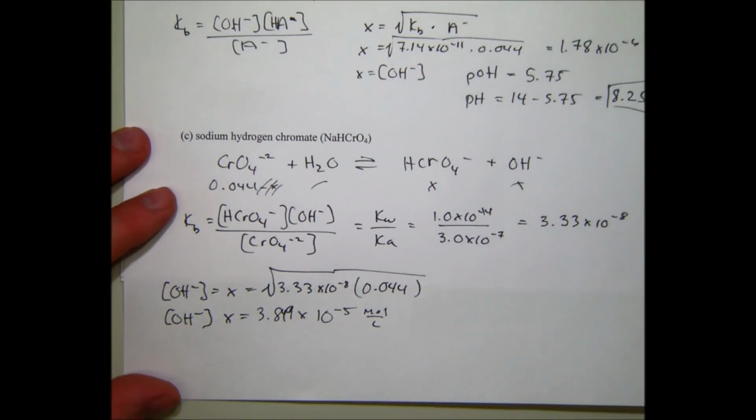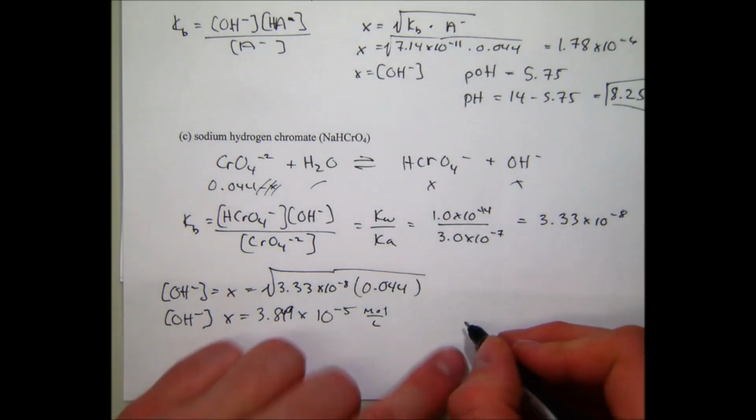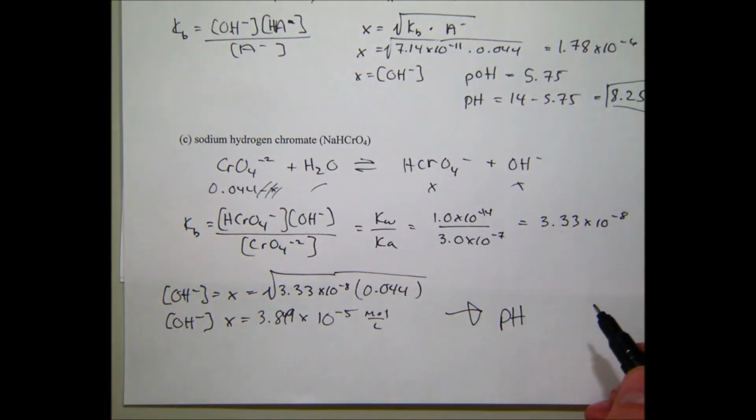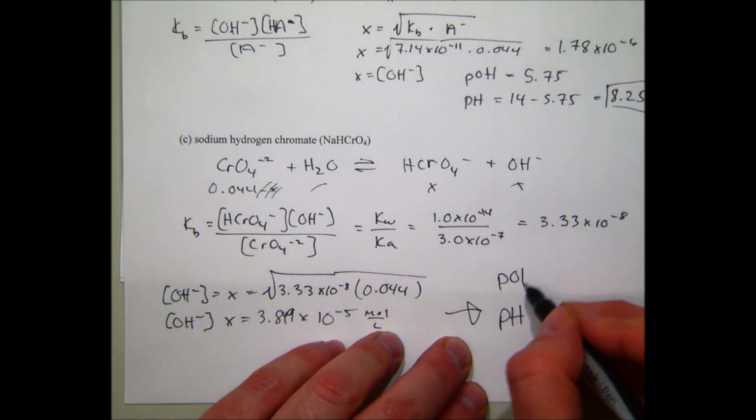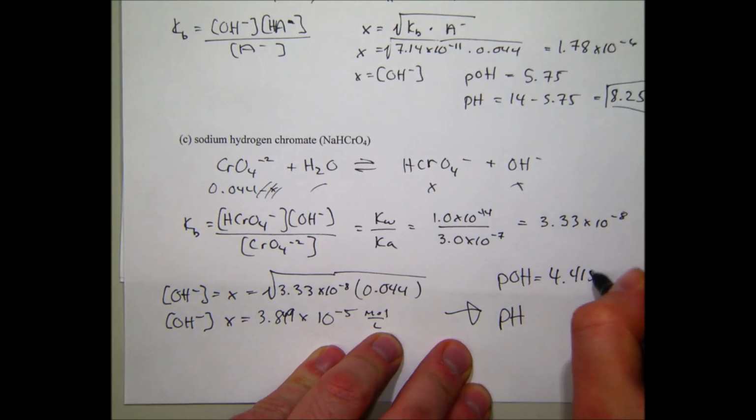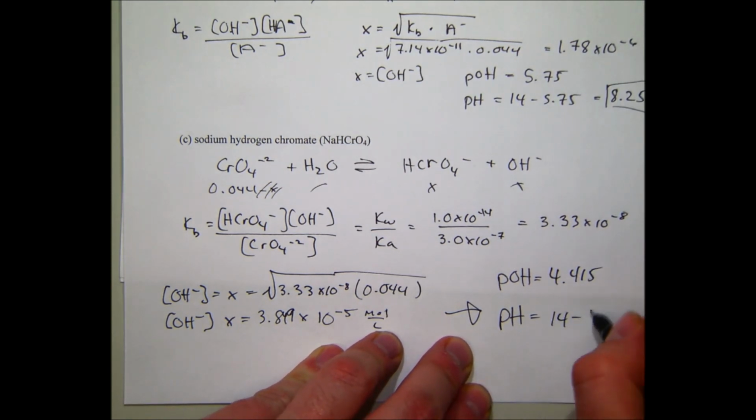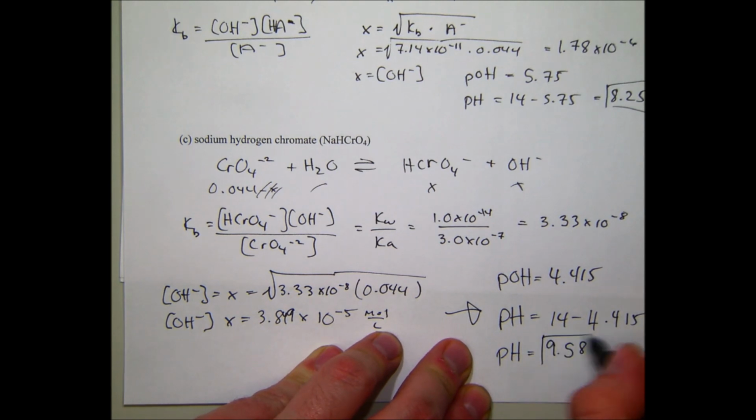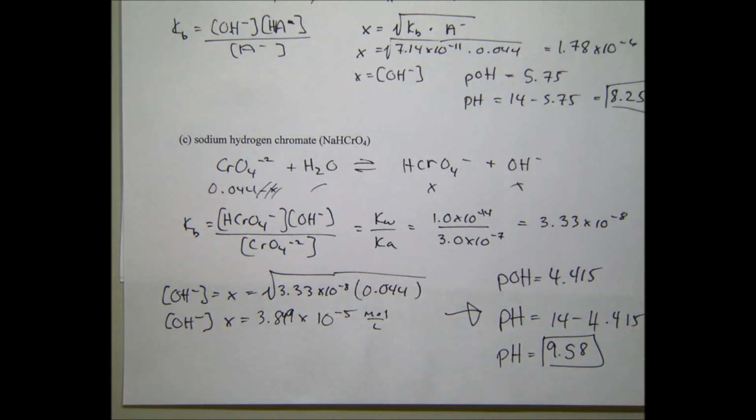So we know what the concentration of OH negative is now. Take the negative log of it and get your pOH. So your pOH in this case is 4.415, and pH is 14 minus the pOH. pH is equal to 9.58. So again, there are multiple ways to approach this question.